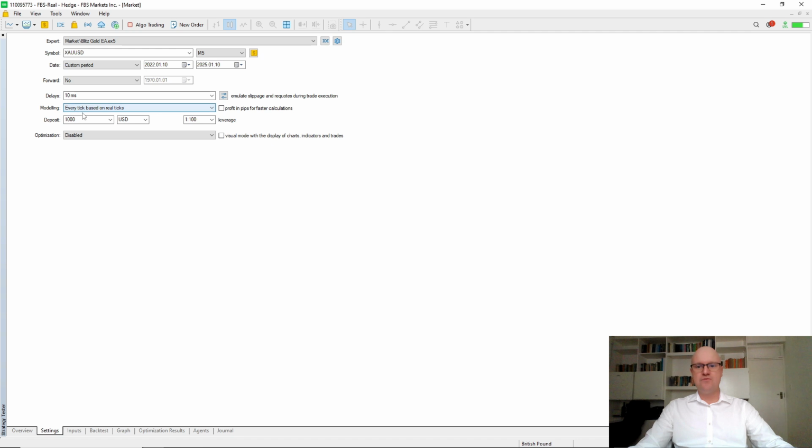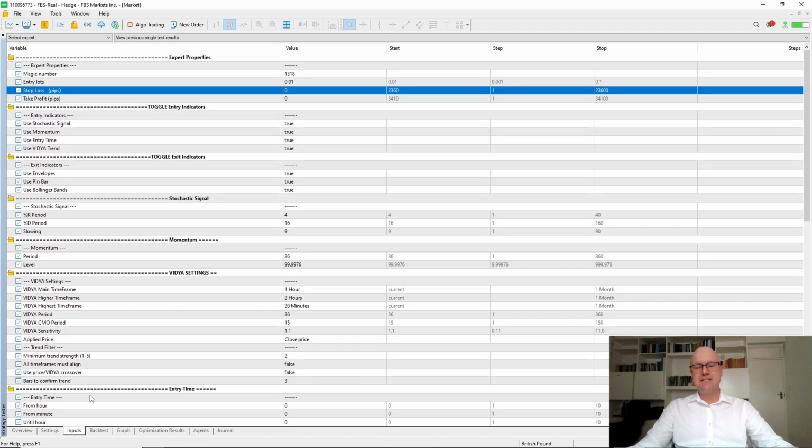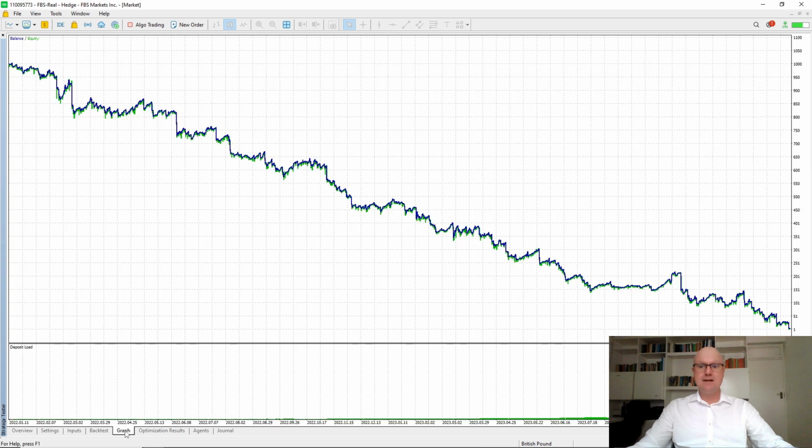I'll be testing over 36 months from the 10th of January 2022 until the 10th of January 2025. Now, if we look at the criteria, they recommend that you have your stop loss and take profit set to 0 and then experiment with the different exit indicators. However, doing that resulted in a major loss for me, so I decided to tweak and customize and create a new set of trading rules.